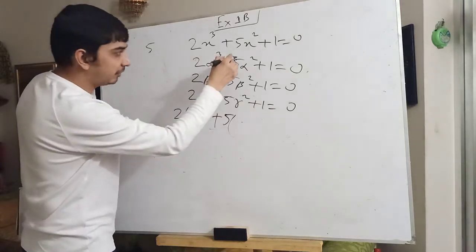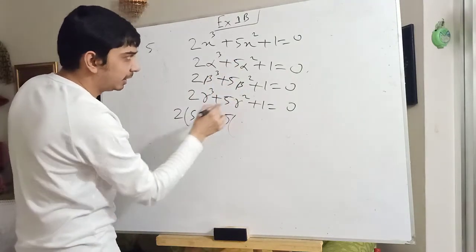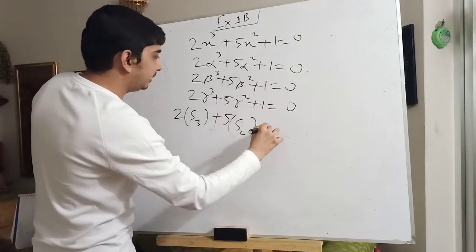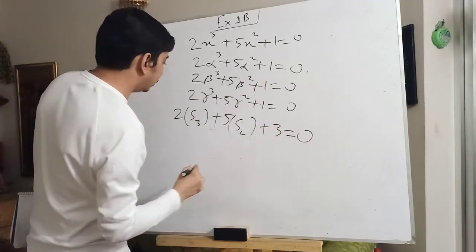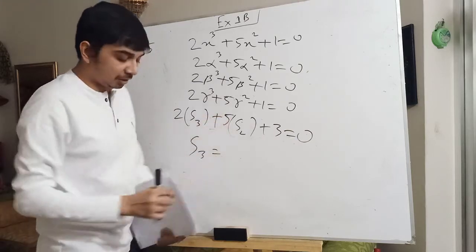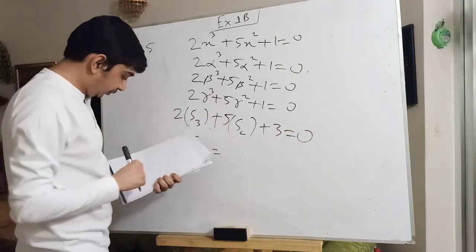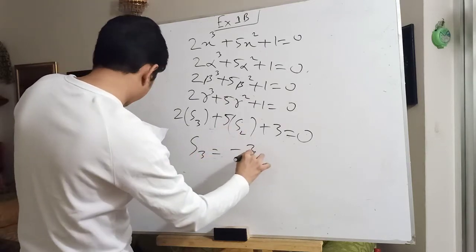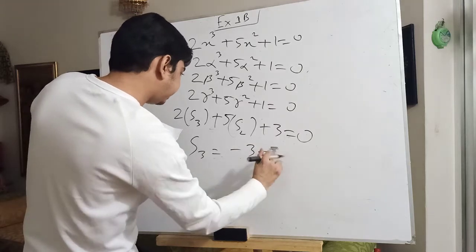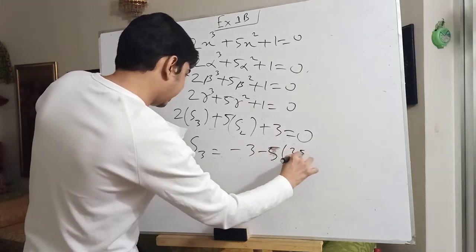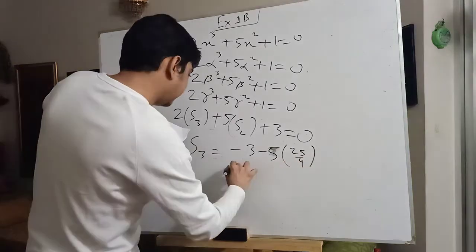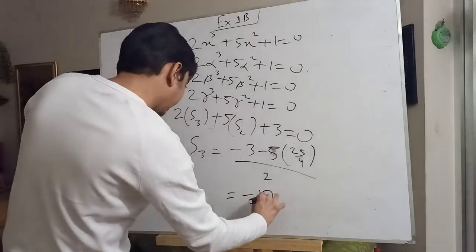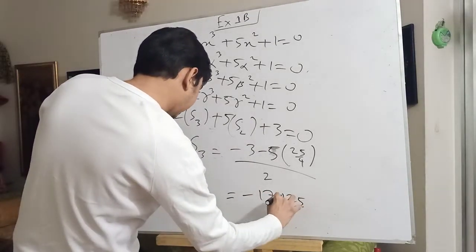I am adding the 3 equations. So 5 into alpha square plus beta square plus gamma square, that is S2. Then 1, 1, 1, so plus 3 is equal to 0. From here, you already know the value of S2, that is 25 by 4. So the value of S3 is minus 3 minus 5 into 25 by 4, divided by 2. So the value you get is minus 17.125.